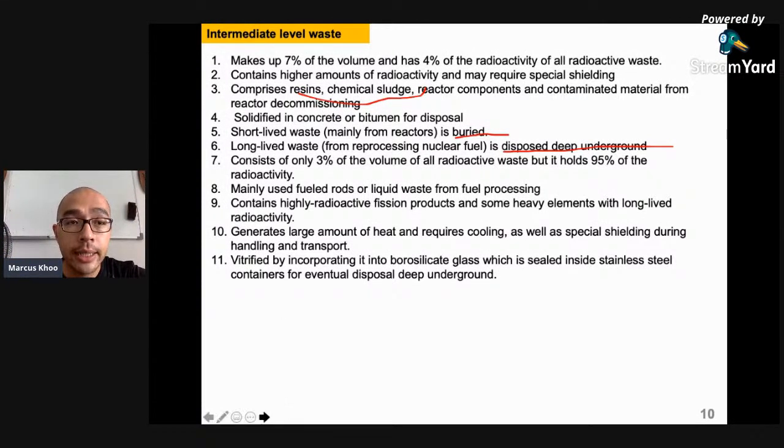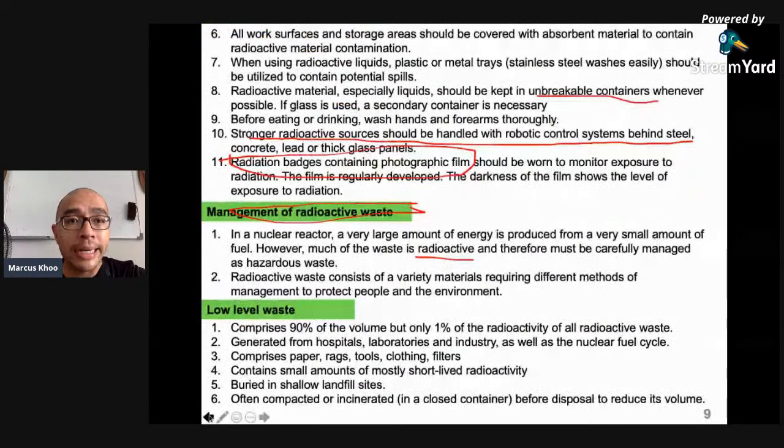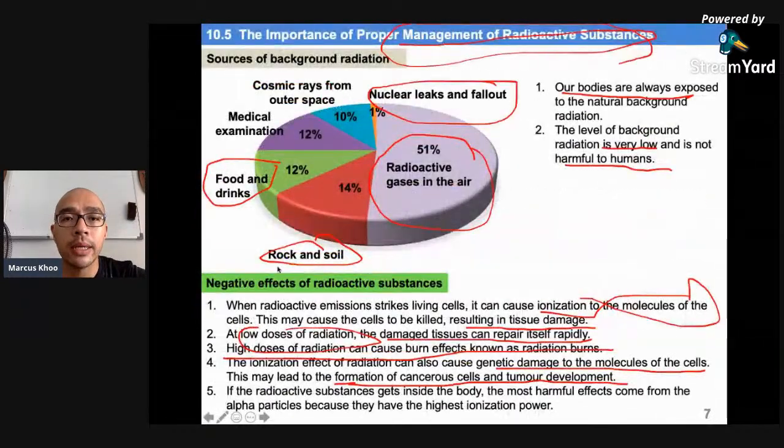Okay, and then the highest level, I guess we're not talking about the highest level. This is the last part. Okay, so knowing the importance of managing our radioactive substances, and knowing that everywhere that everyone does nuclear power plants, they actually have steps that they take to manage radioactive substances.